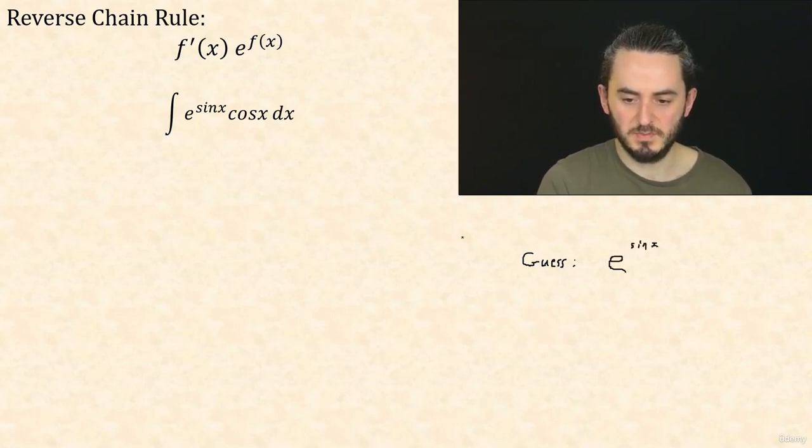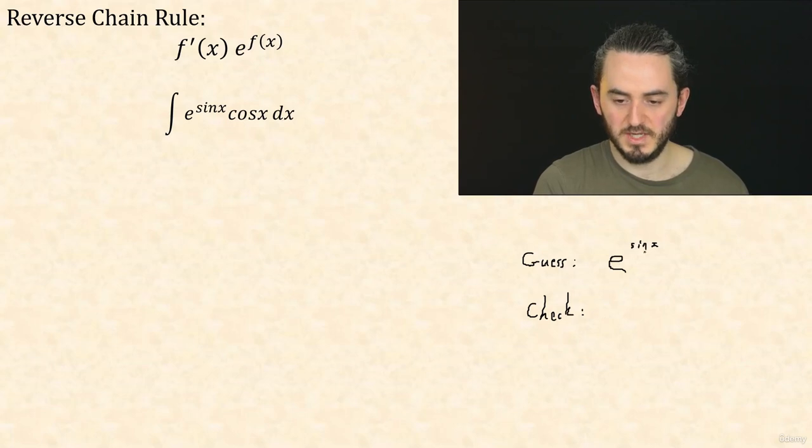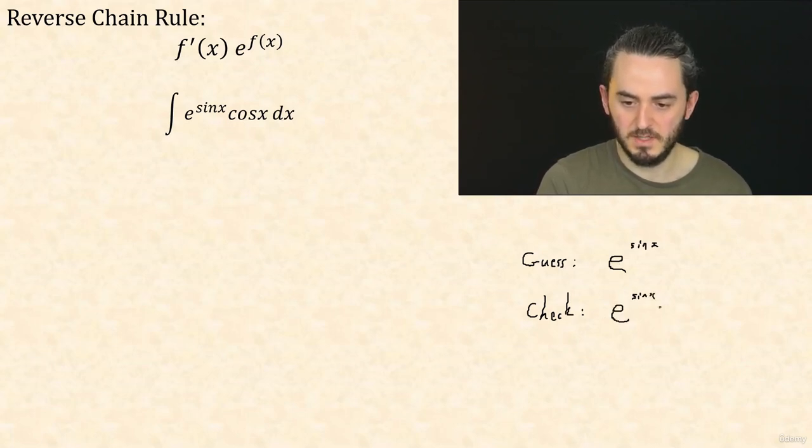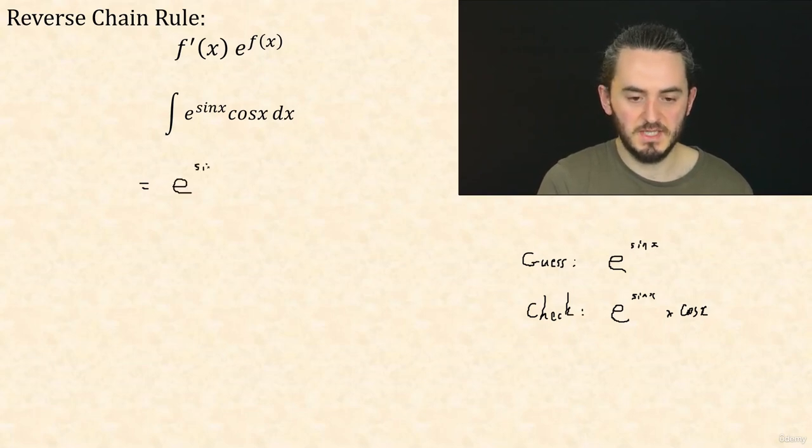I think that's a good guess because I've got e to the power of a function and the derivative of that function here. Okay, I'll check. So when I differentiate e to the power of some stuff, I get e to the power of that stuff multiplied by the derivative of that stuff. Okay, that's perfect. That's exactly what I wanted. So my guess was exactly the right guess. So the answer is e to the sine x plus c.